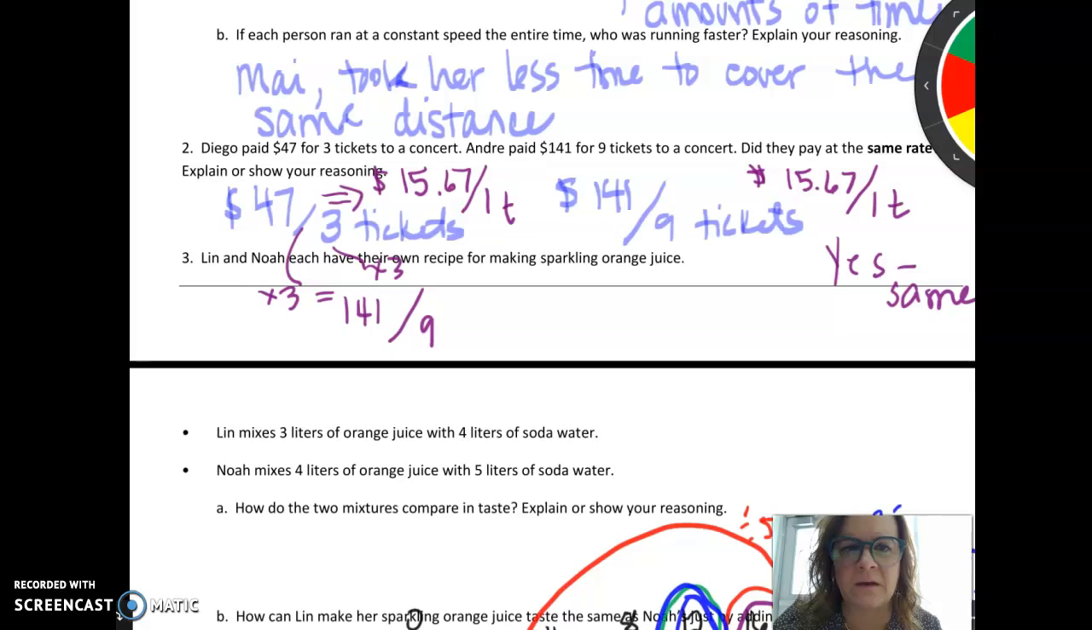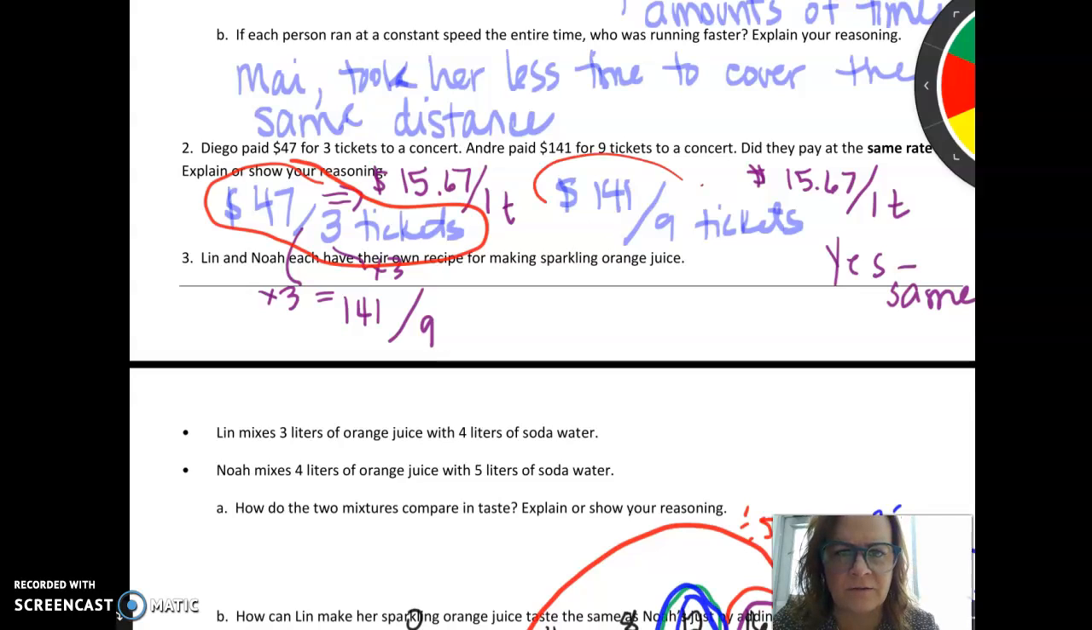In number 2, we had a ticket price for Diego and Andre, and we have to decide if they bought their tickets at the same rate. What I want you to see is that here is Diego's rate, $47 for 3 tickets, and here is Andre's rate, $141 for 9 tickets. You might think that the only way to do this is to divide and get the price per ticket. It's not the only way to do it.